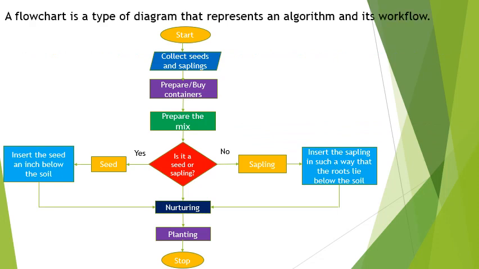A flowchart is a type of diagram that represents an algorithm and its workflow. Here, the start oval shape is for starting the process, then collect seeds and saplings, prepare or buy containers, prepare the mix. Is it a seed or sapling? If it is a seed, insert the seed an inch below the soil. If it is a sapling, insert the sapling in such a way that the roots lie below the soil. Then both will go for nurturing, planting and stop the process.